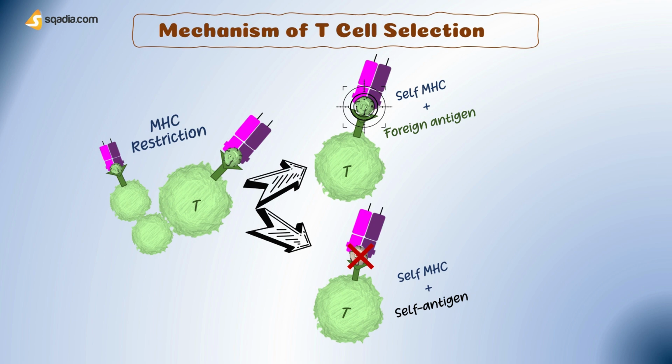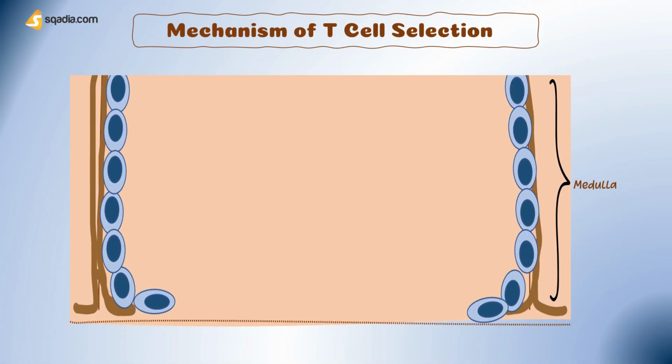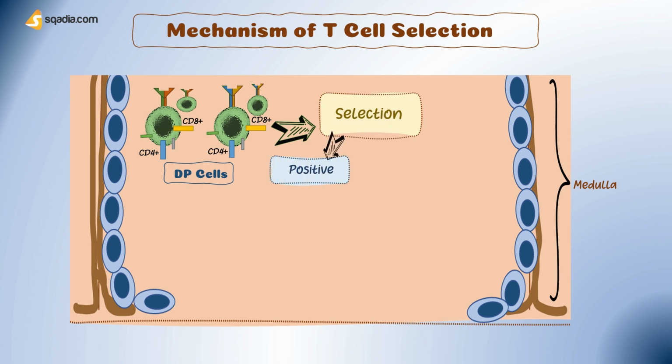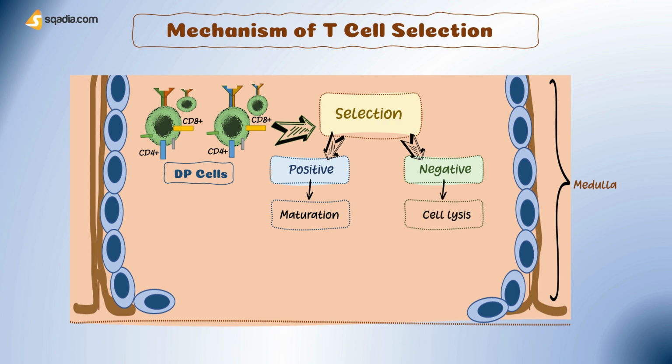After double positive immature T-cells form in the cortex of the thymus, they now undergo the process of selection within the thymic medulla. This selection of T lymphocytes can be positive or negative. When we say positive selection, that means that lineage will continue to be mature T cells. And if they are negatively selected, that means those cells are eliminated or cell lysis may occur.